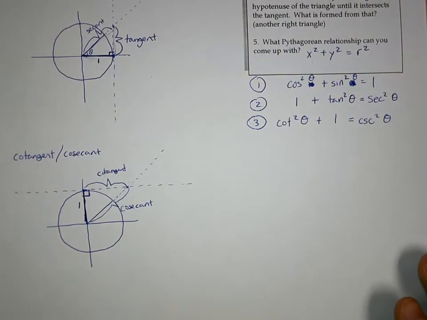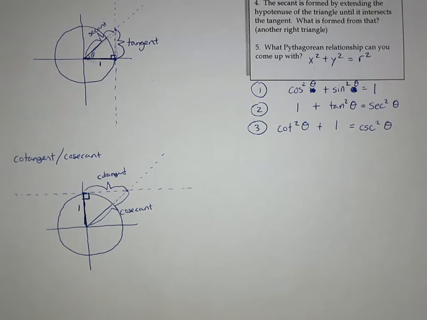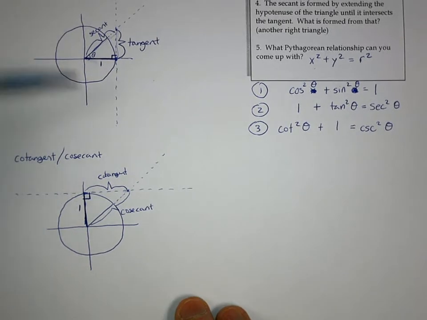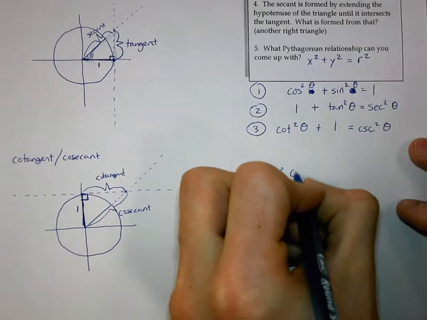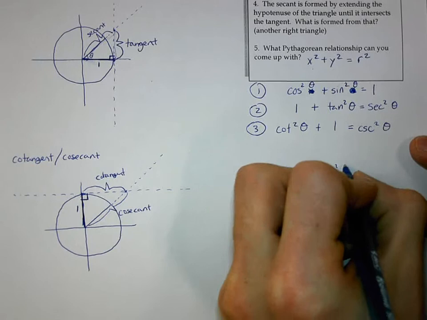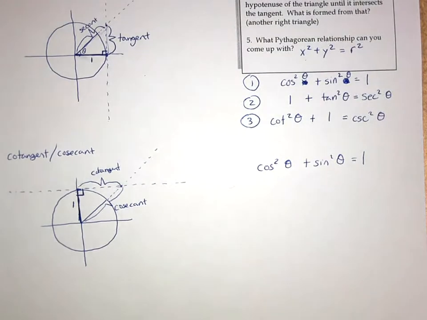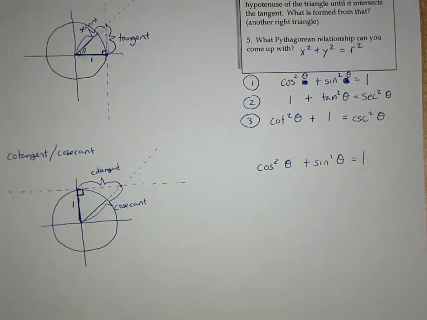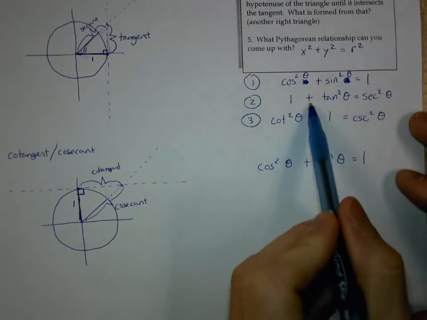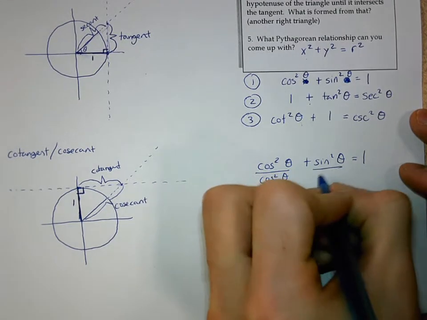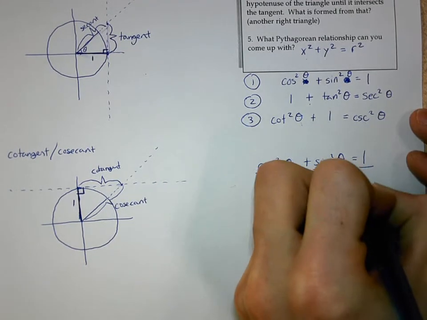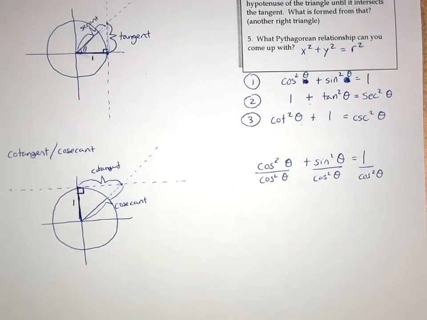So you can create Pythagorean relationships with all 6 of those trig functions. Now let's say you forget these pictures in your head. All you really need to memorize is the first one. Let's say cosine squared of theta plus sine squared of theta is equal to 1, and I want to come up with one of these other two identities. I can divide through by either sine or cosine.